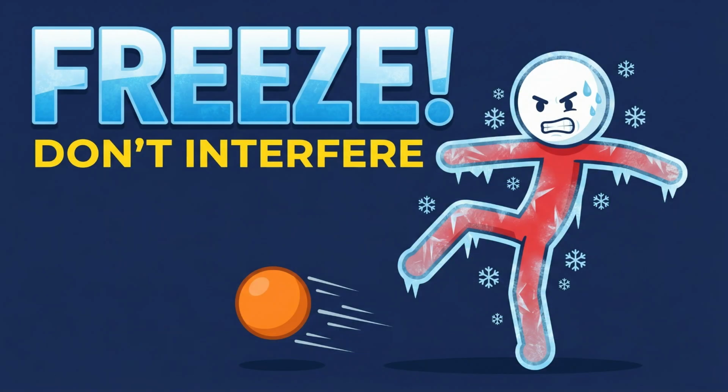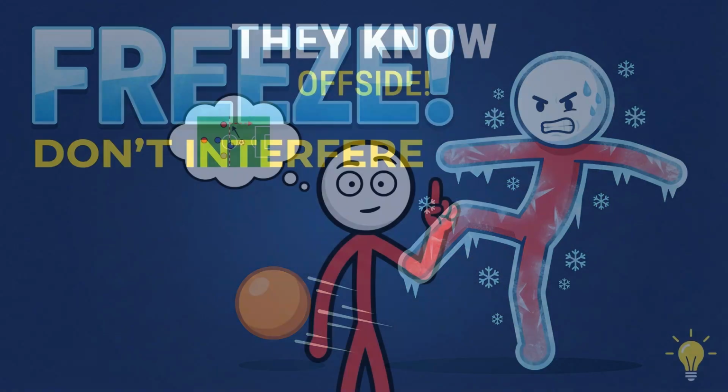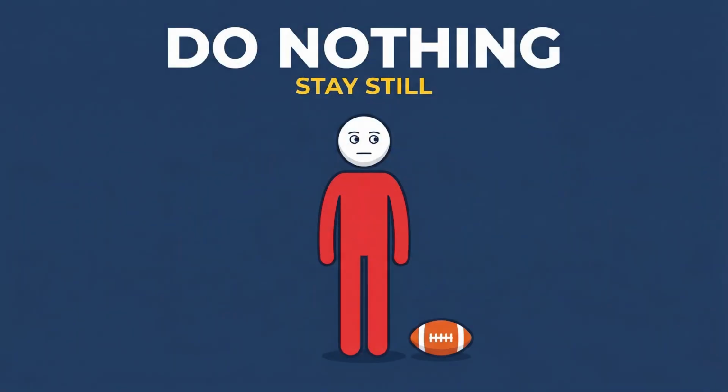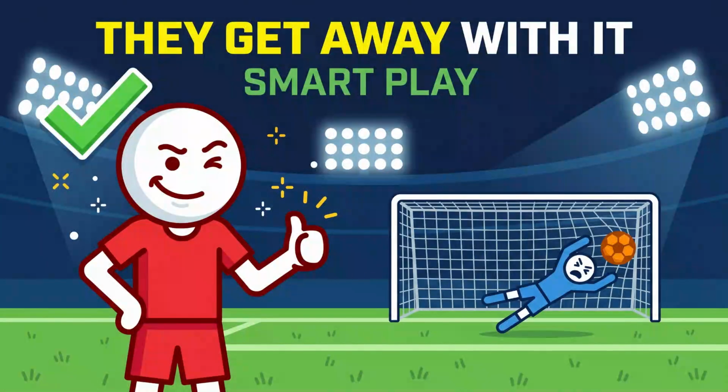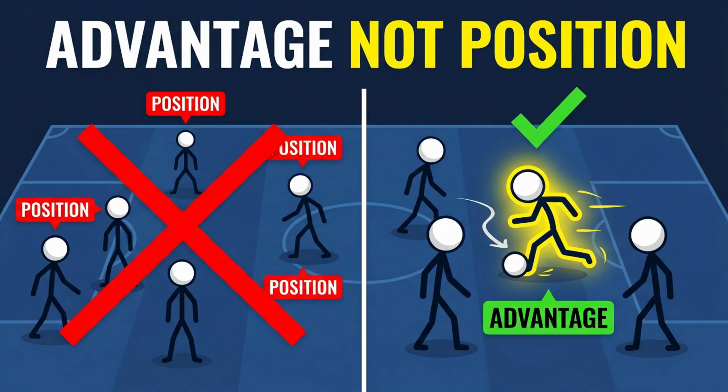This is why attackers sometimes freeze when the ball is played. They know they're offside, so they do nothing. They do not interfere, and sometimes they get away with it. The reality nobody mentions. Offside is about advantage, not position.